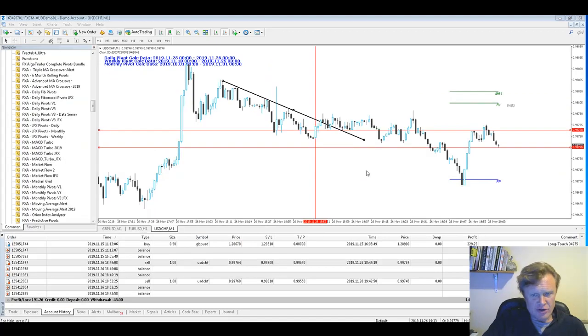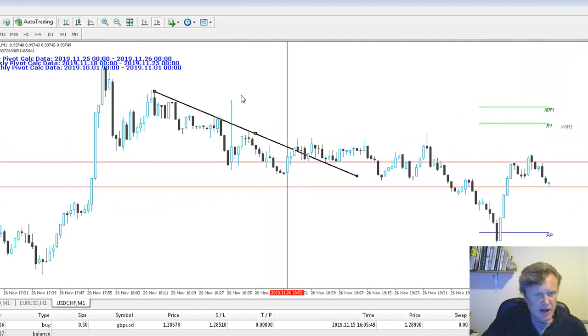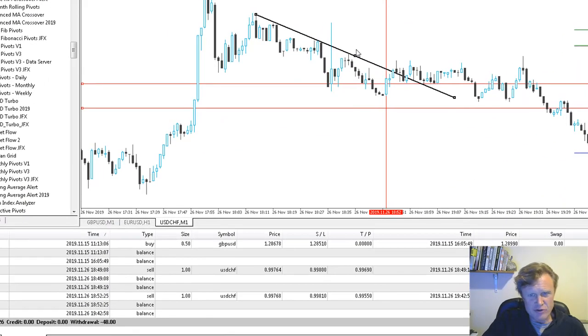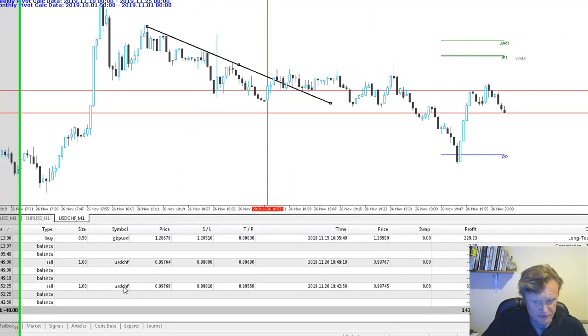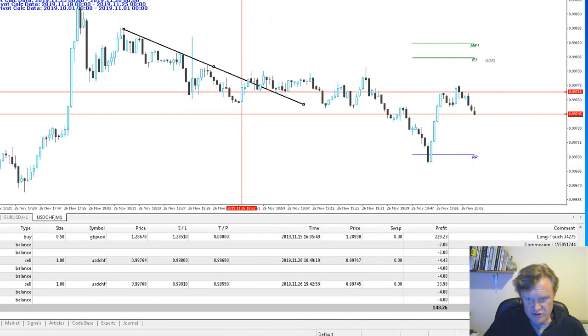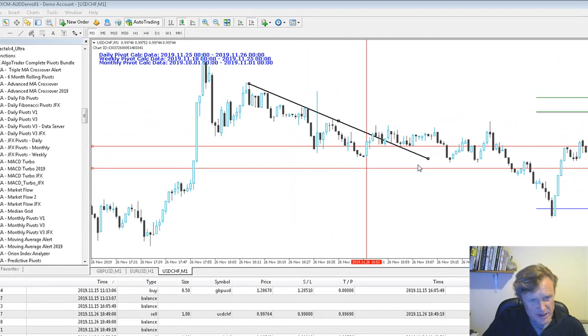Hi traders, okay, we're going to revisit this trade now. Unfortunately, the end of the video got corrupted, so I've had to recreate what happened. But you can see here we got our sell order on the US dollar Swiss franc, short touch 22553, which was executed from the trend line drawn through these swing points.